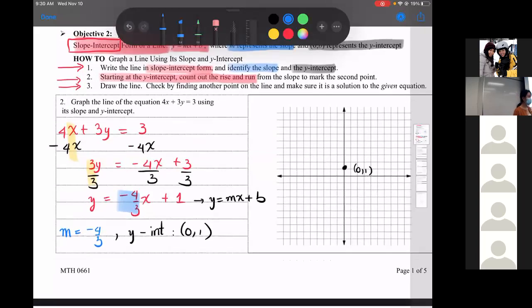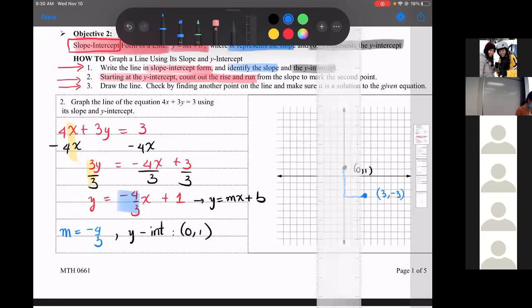From (0, 1), I'm going to go down. How many units? 4. 1, 2, 3, one more, right? And then go right or left. Right. Always right. You can go up or down, but you always go right. How many units? 3. And then you stop and put a little blue dot there. What does the blue dot equal? (3, -3). And then you connect the 2 dots.